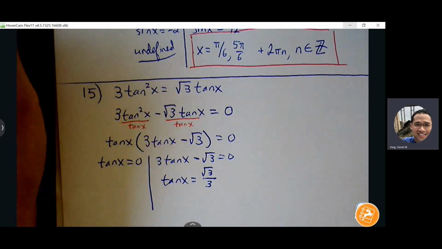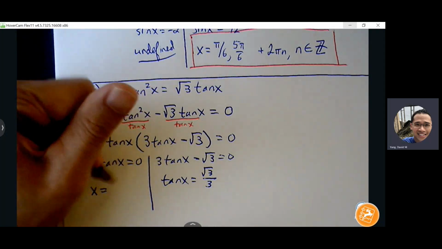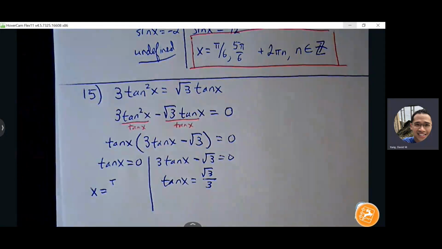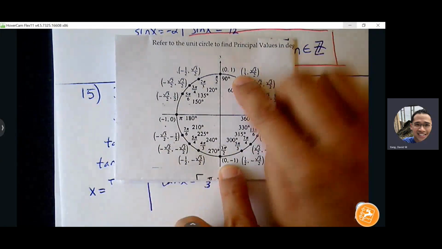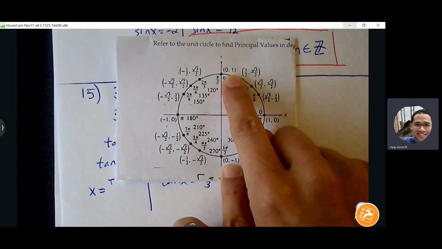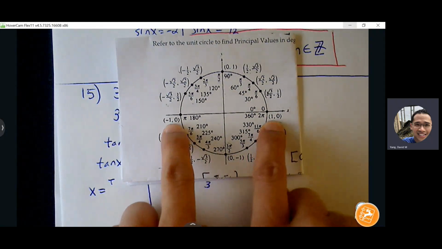Okay, where's tangent equal to 0? Well, let's see. Pi over 2, 3 pi over 2, tangent would be undefined, right? Y over x. So if I can, yes, y over x, right? So it should be 0 and pi, right?